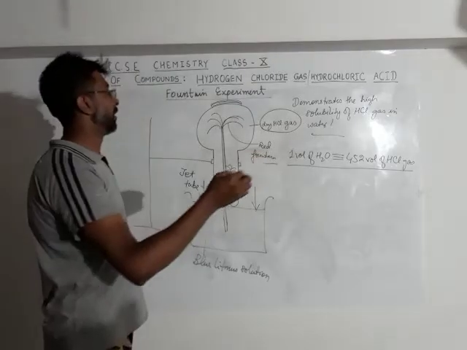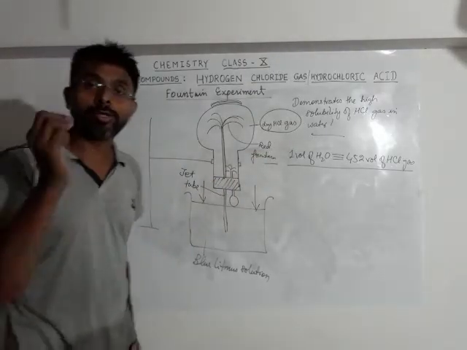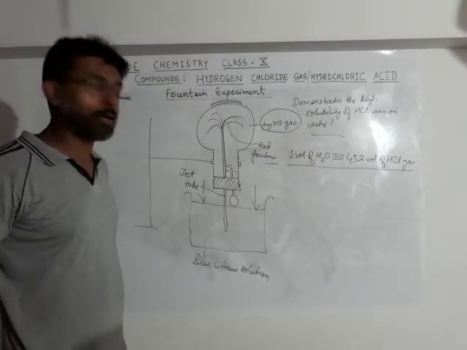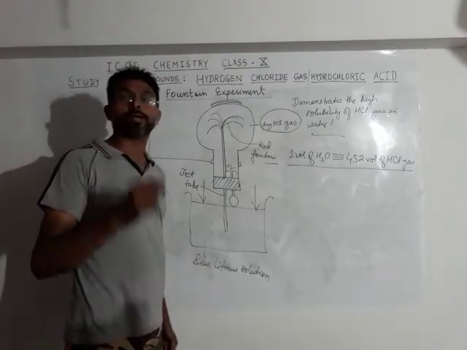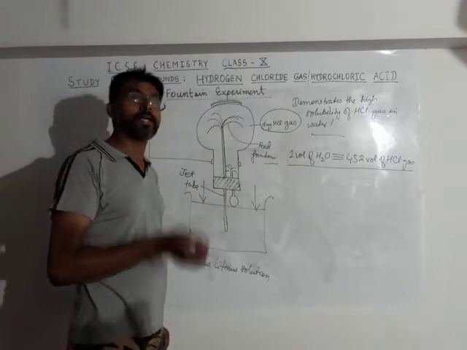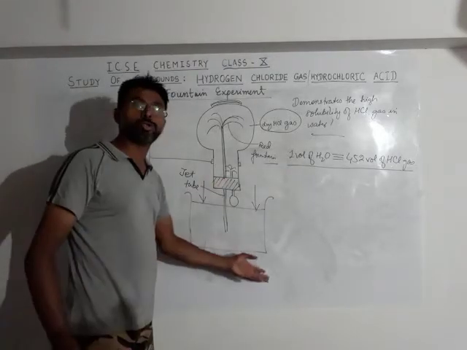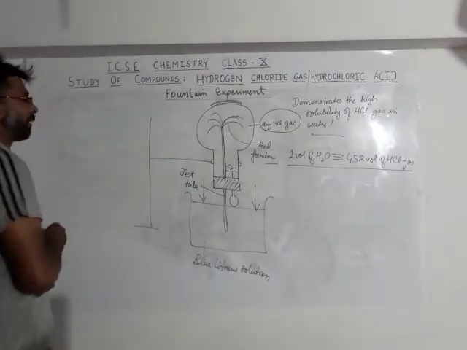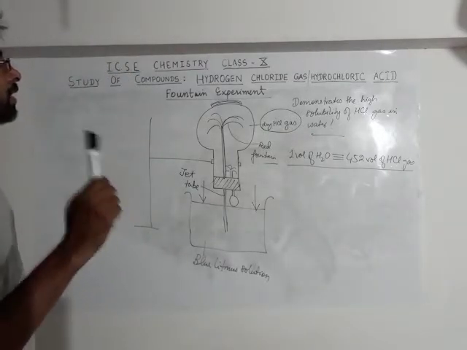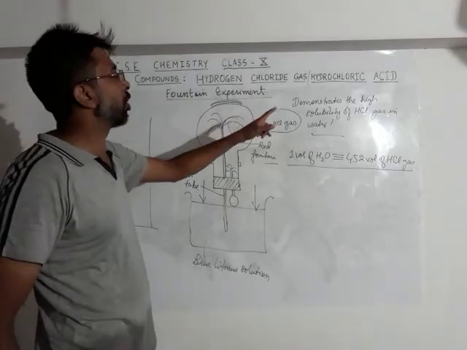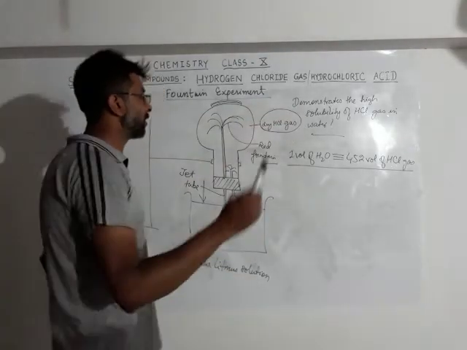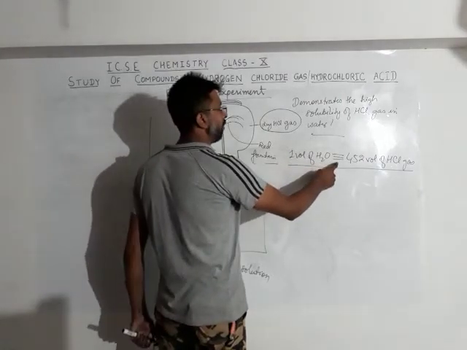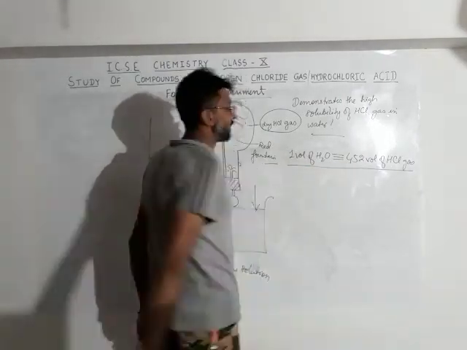aqueous state. In the gaseous state, hydrogen chloride gas is covalent in nature, but in the liquid, aqueous state, hydrogen chloride gas becomes hydrochloric acid and it turns blue litmus solution or blue litmus paper red in color. So this was the fountain experiment, and please keep in mind it demonstrates the high solubility of HCl gas in water. That is the first thing. And remember also, 1 volume of water can dissolve 452 volumes of HCl gas.